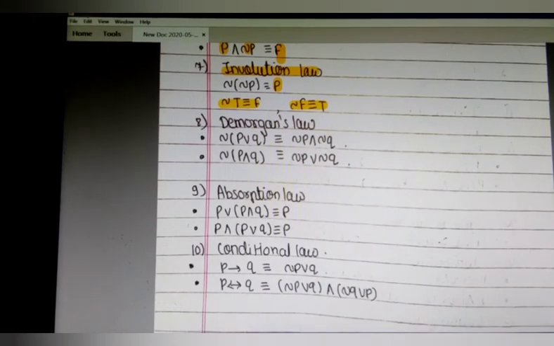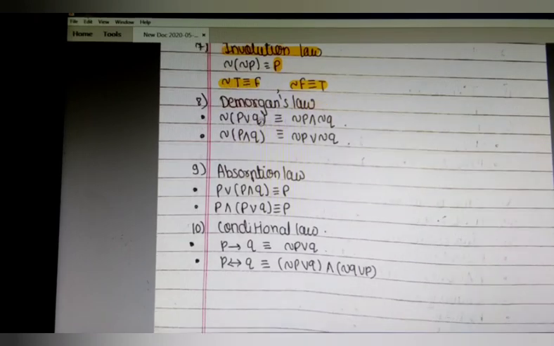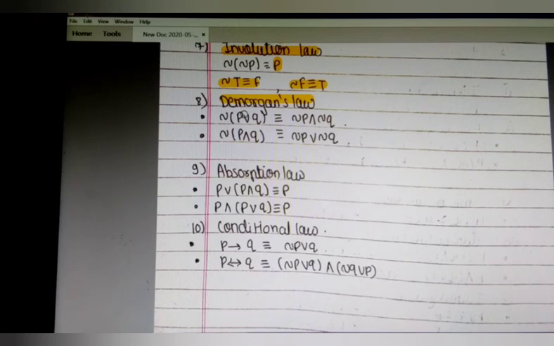Next law we are going to study is De Morgan's law. It is the most important law of all these laws. It is used to simplify the laws as well as in the circuit. Take negation of (P or Q). So negation of (P or Q) will become negation of P and negation of Q. The sign is interchanged, meaning or becomes and.